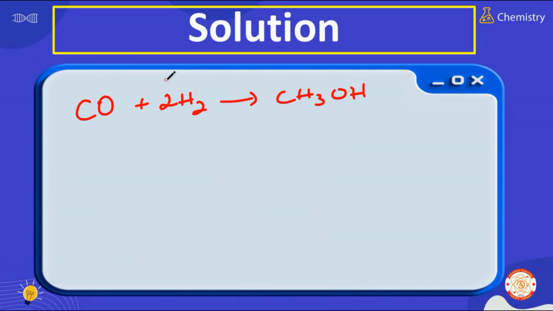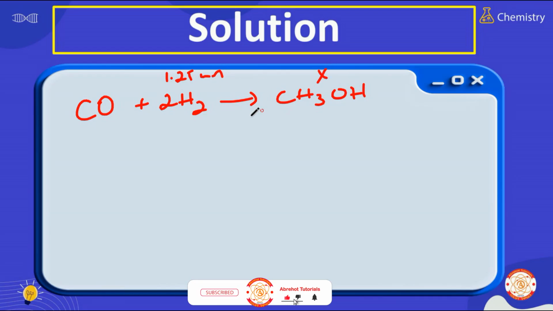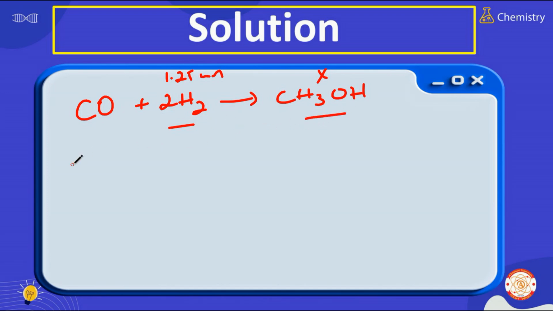Okay, so if this is 1.25 moles, let this be x. Alright, so let's establish a relationship between hydrogen and methanol. So for every 2 moles of hydrogen, how many moles of methanol is produced? One mole of methanol is produced.